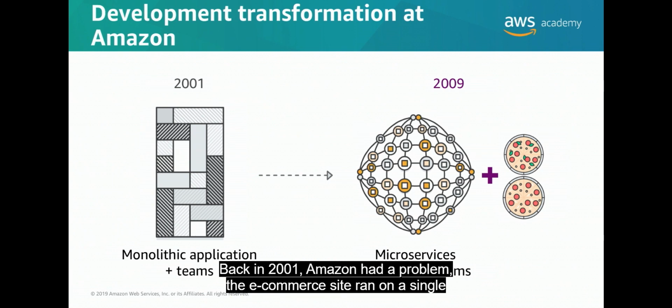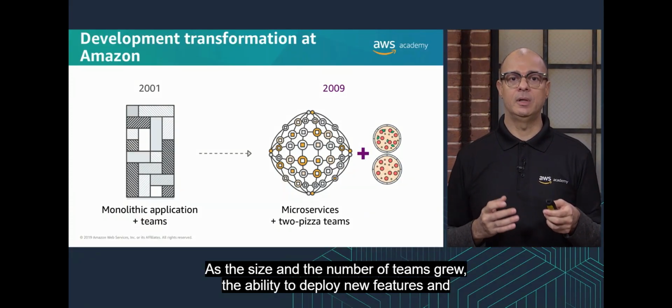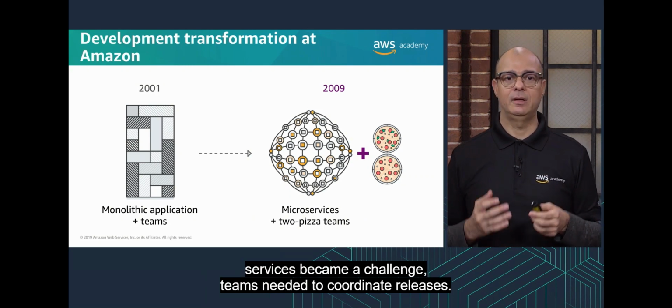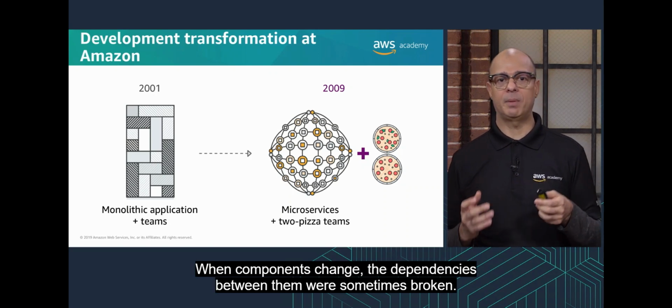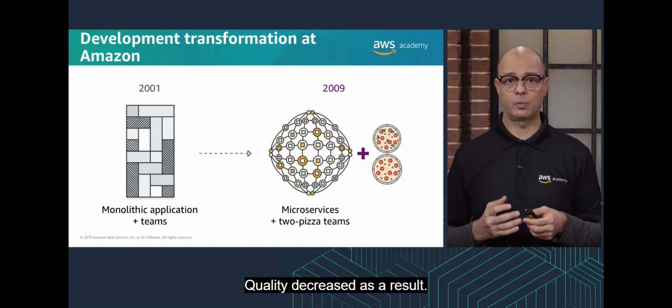Back in 2001, Amazon had a problem. The e-commerce site ran on a single monolithic application that was supported by many different development teams. As the size and the number of teams grew, the ability to deploy new features and services became a challenge. Teams needed to coordinate releases. When components changed, the dependencies between them were sometimes broken. Quality decreased as a result.